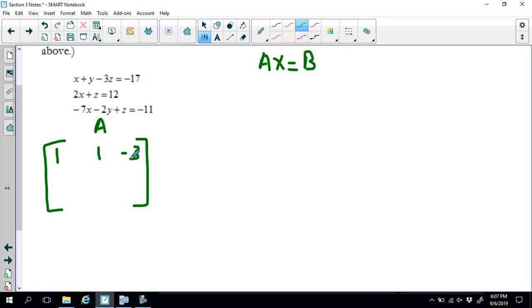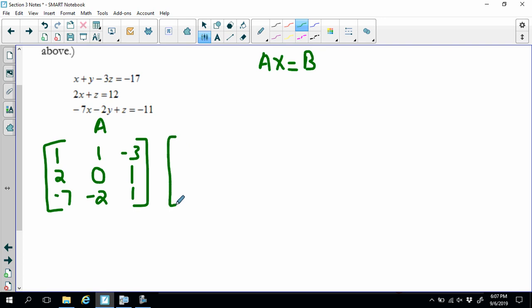Now let's look at our second equation. Now be careful here, because we do have a 2 for the X, but we don't have a Y. So since we don't have a Y, we need to use 0 as our placeholder. And then Z is just going to be 1. For my third, we're going to have -7, -2, and 1. Now notice all the X values, the Y values, and the Z values align.